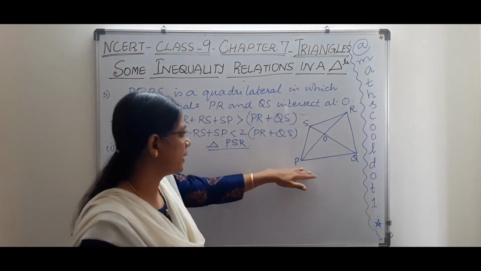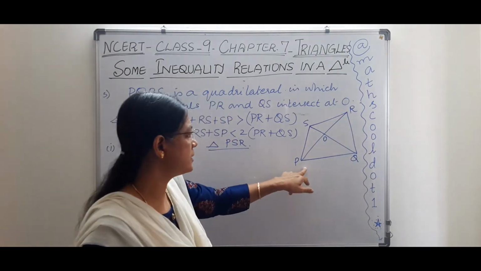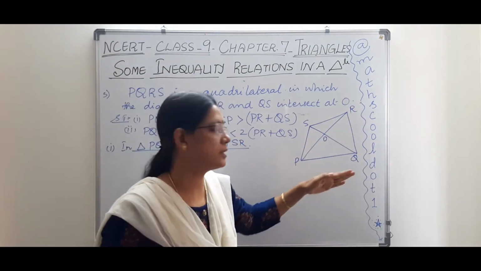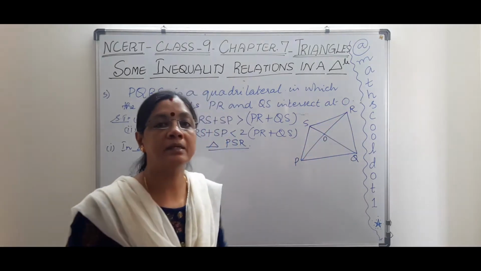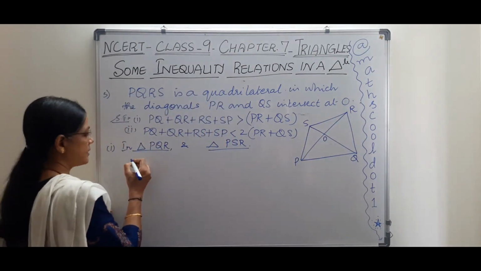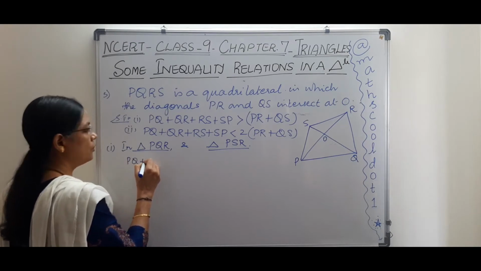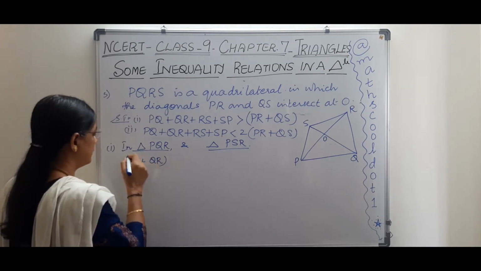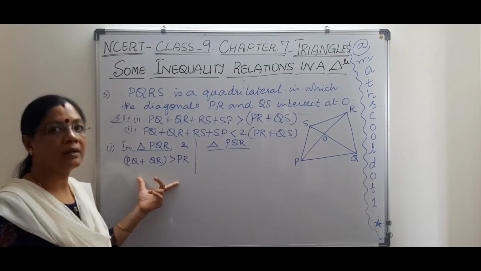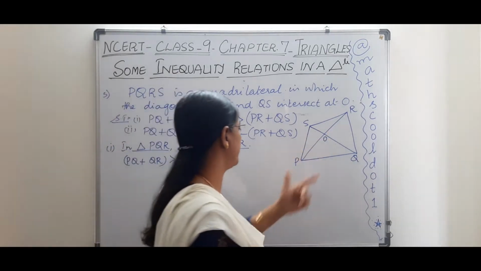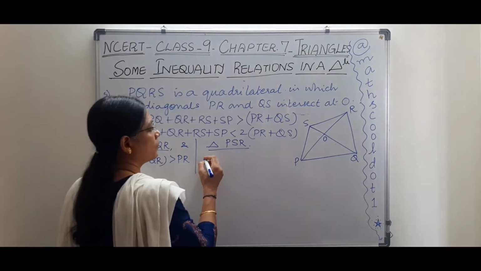Now in triangle PQR, let us take the sum of any two sides, that is PQ plus QR, which will always be greater than the third side, that is PR. So PQ plus QR is greater than PR. This is for the triangle PQR. Next, for the triangle PSR, what do we have?